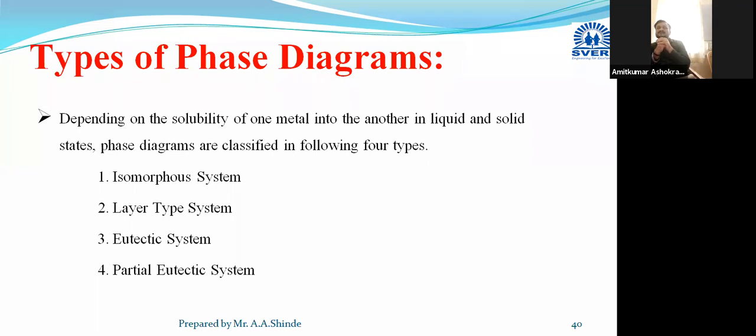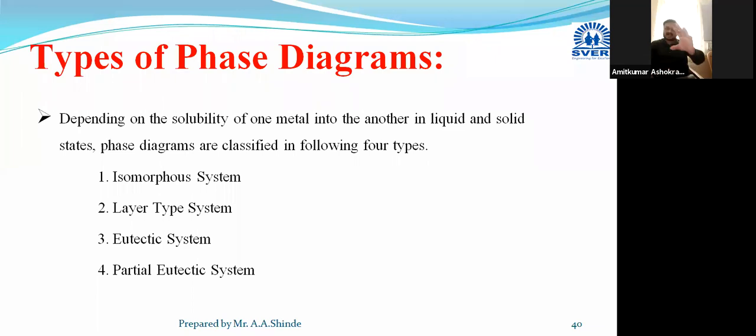Now, while understanding the phase diagram or equilibrium diagram for this system, you have to go stepwise. Suppose the isomorphous system is there. First you have to draw the equilibrium diagram, and then you have to mention for which alloys the isomorphous system will be obtained. Then you have to give some examples. Then you have to consider one alloy and explain its microstructural changes.